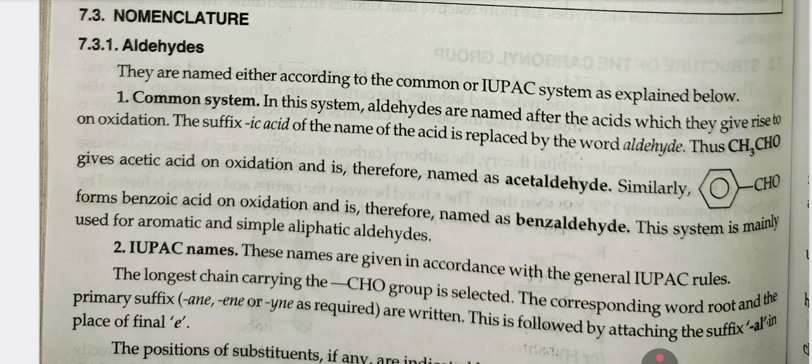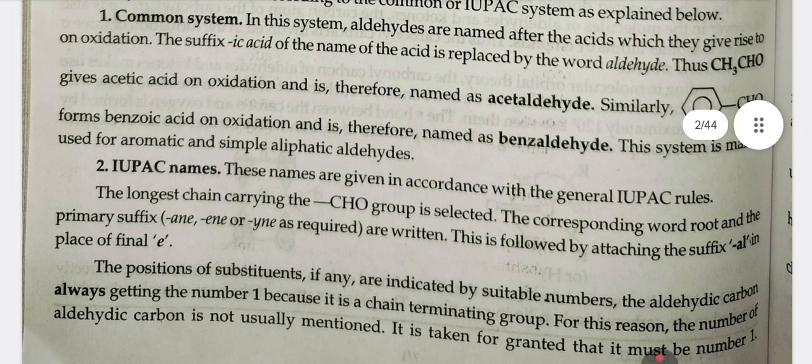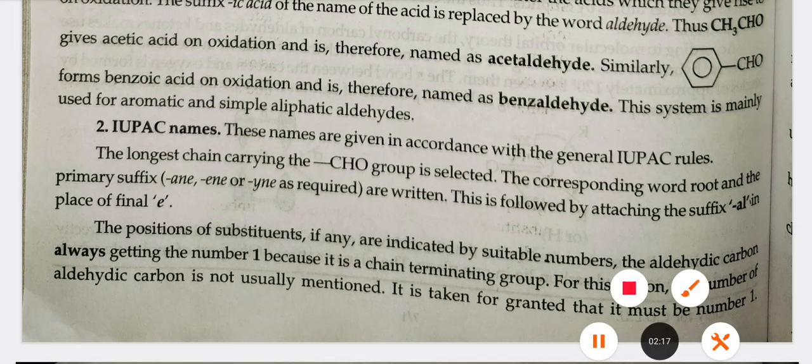Aldehydes nomenclature. They are named either according to the common name or the IUPAC system as explained below. First, common system. In this system, aldehydes are named after the acids which they give rise to on oxidation. The suffix "ic acid" of the name of the acid is replaced by the word aldehyde. Thus, CH3CHO gives acetic acid on oxidation and is therefore known as acetaldehyde. Similarly, the benzene ring with CHO is known as benzaldehyde.